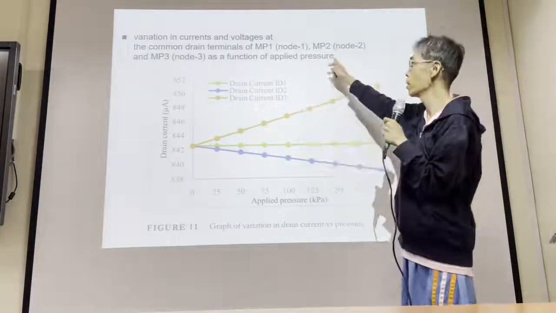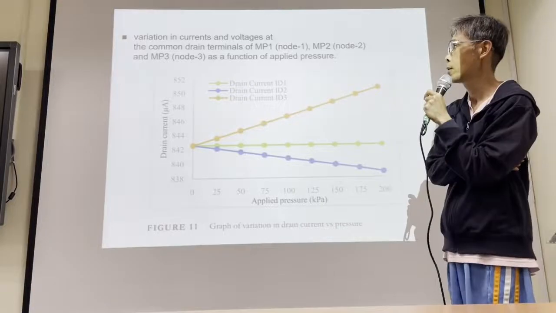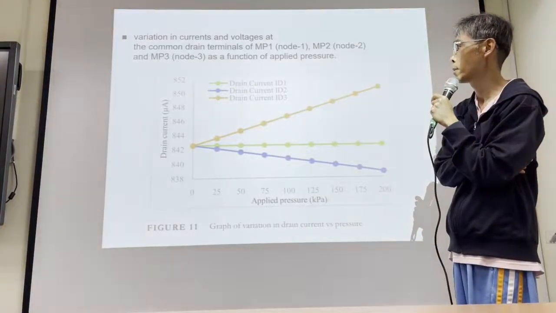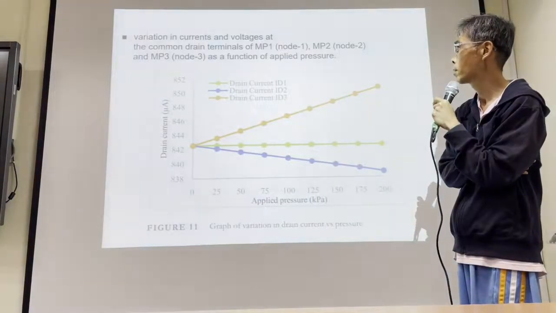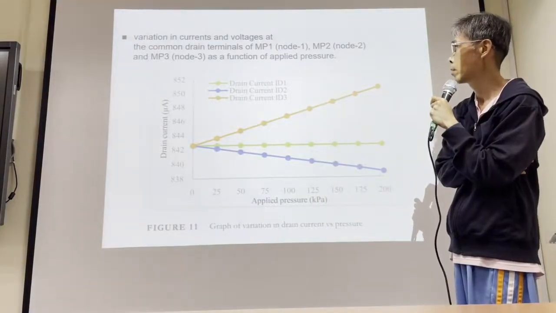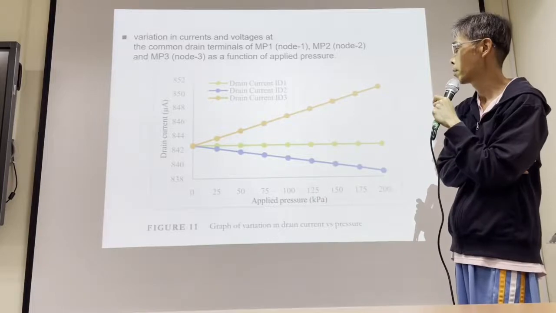Marcel, could you read this? Variation in currents and voltage at the common drain terminals of MP1 node 1, MP2 node 2, and MP3 node 3 as a function of applied pressure.